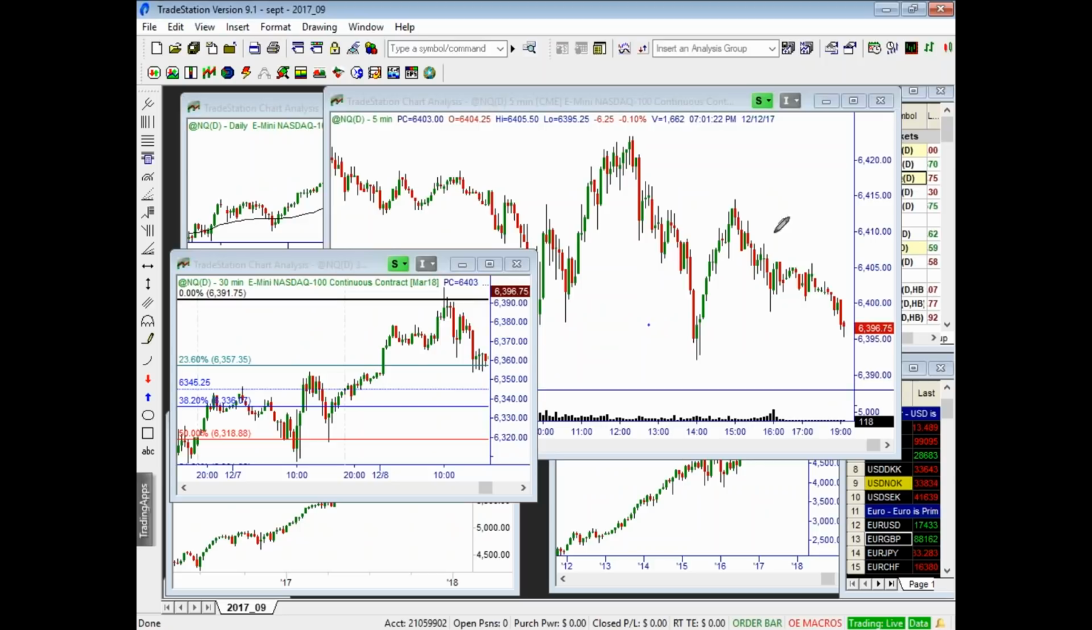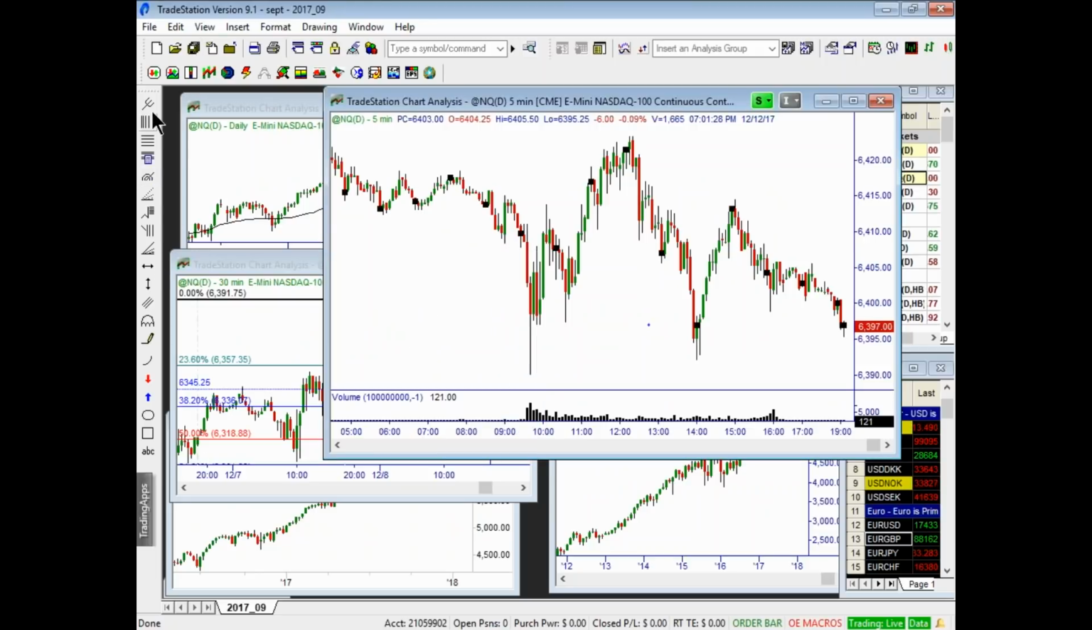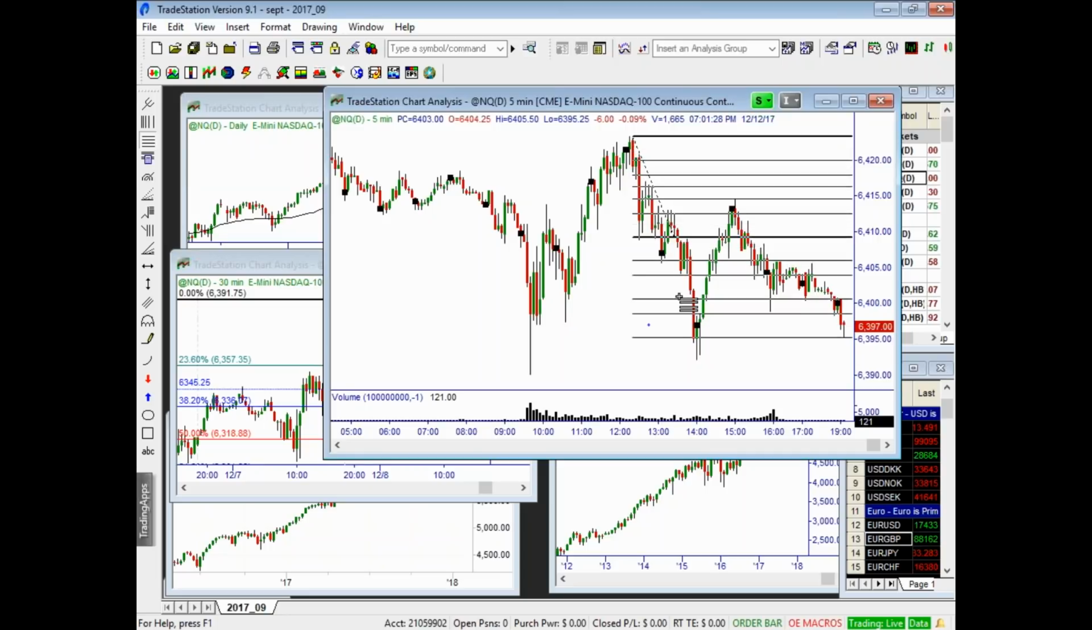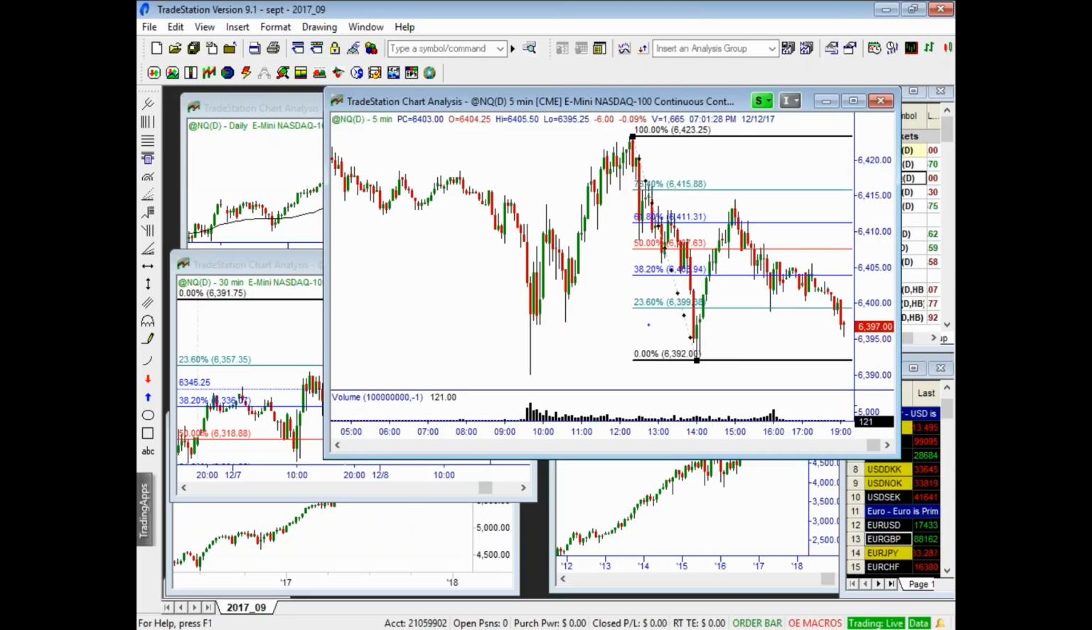So let's look at an example here today. I'll show you guys on the 5-minute. If you're using TradeStation, you're looking at this tool up here, and we'll use this move here, which I'm going to show you guys a little bit later. This is a trade that I took towards the end of the day. And basically you're going from the high of the move to the low of the move. So this is the retracement that we're looking at.